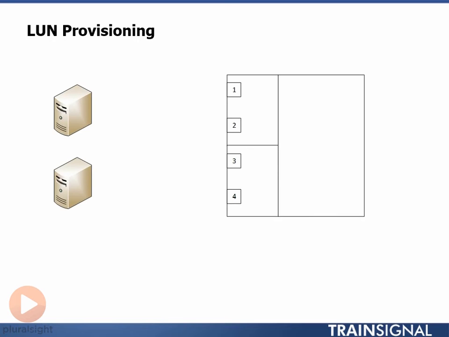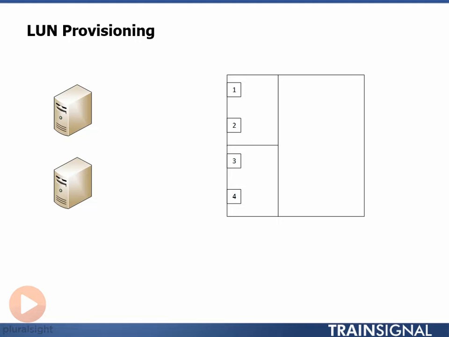LUN provisioning is the act of allocating storage to hosts, and sometimes we call it presenting storage to hosts. Let's take a quick look at how it works with a few pictures. On the slide we've got a storage array on the right with 4 front-end ports, 1, 2, 3 and 4. On the left we've got a couple of hosts.